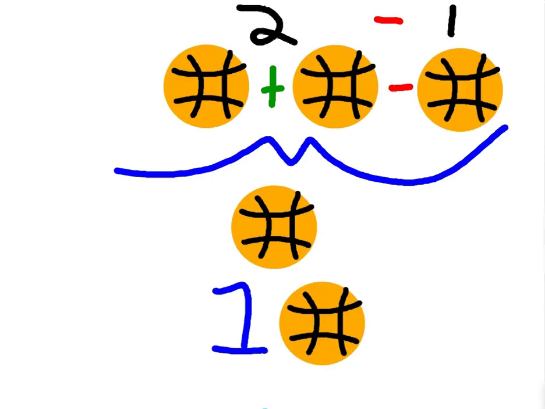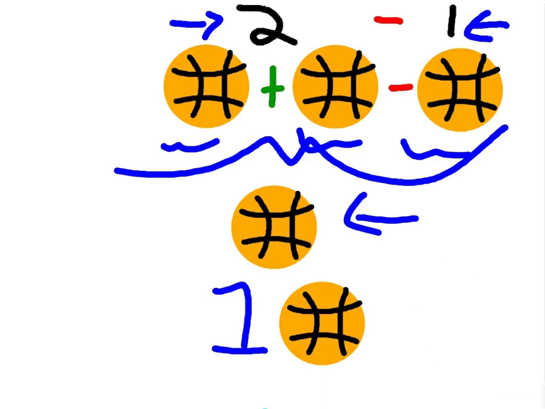Let's start with an example of basketballs. So first we have, let's say we add 2 basketballs, so that gives us 2, right? But then let's say we take a basketball away. What we're really doing is the problem 2 minus 1. So therefore we end up with 1 basketball. Another way of writing that is 1 basketball, just like that, okay?